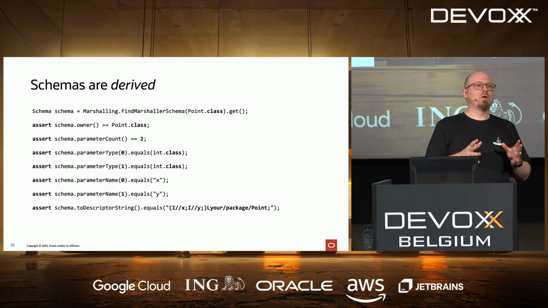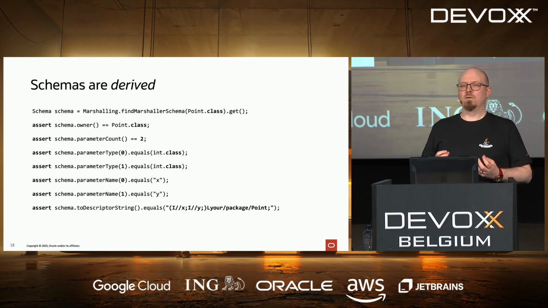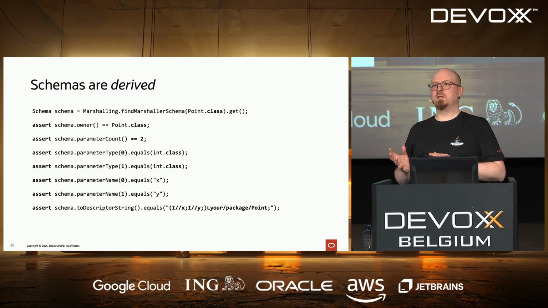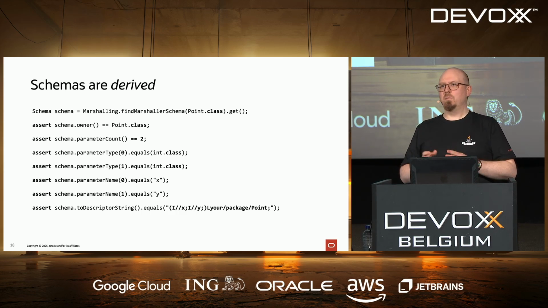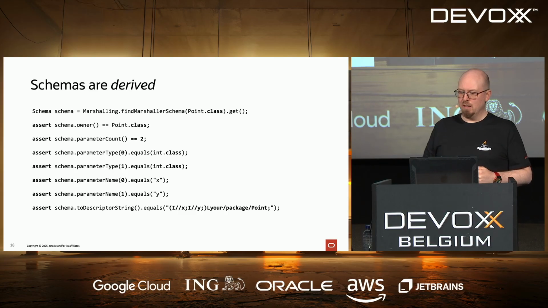But the important part here is that we have metadata about points. We can now reason about what a point means in terms of a marshaled representation. So we know that if we have a marshaled representation of a point, it has two parameters. The first one is an int, the second one is an int, the first one is named X, the second one is named Y. And why is that important?